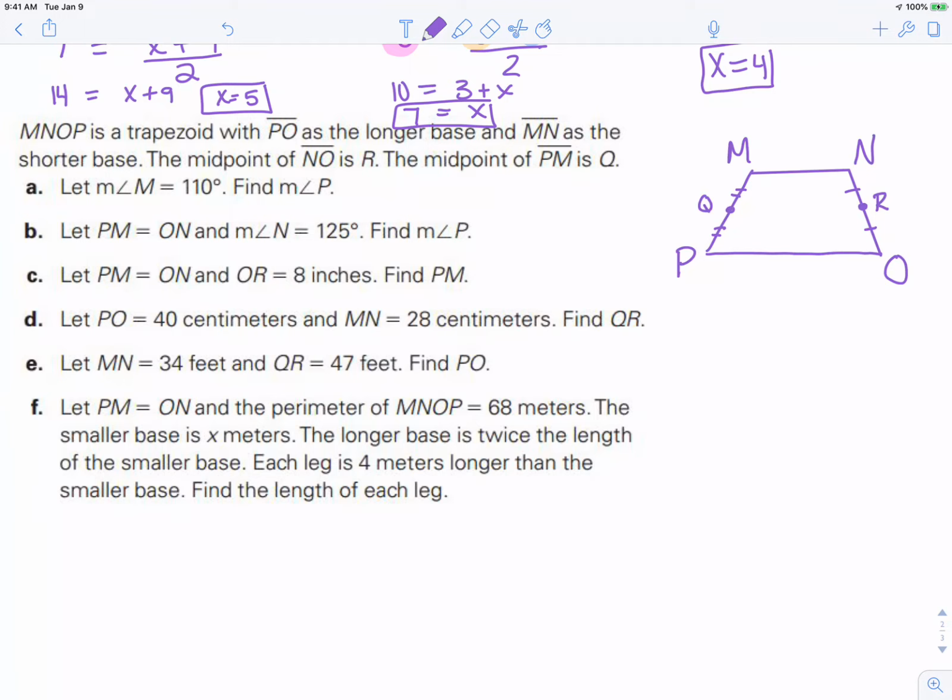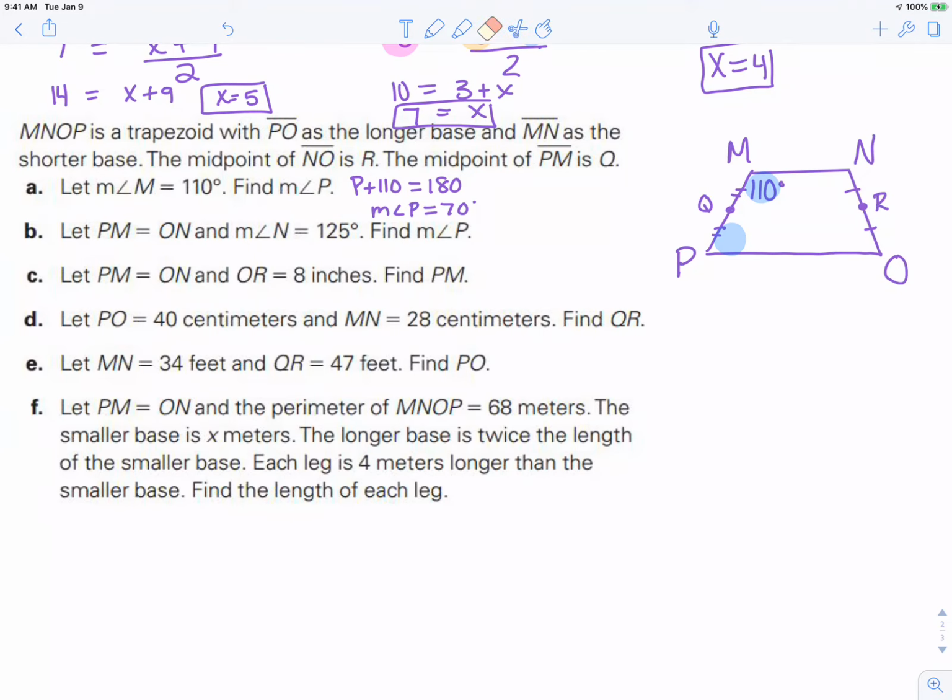Part A says let M be 110 degrees. What is P? These are those leg angles, and leg angles are supplementary. So angle P added to 110 gives us 180 degrees. So the measure of angle P is 70. Oops, I wrote that in the wrong place. Sorry about that.